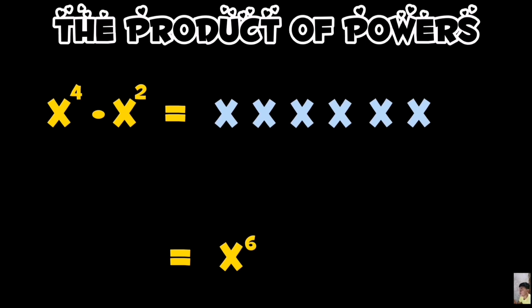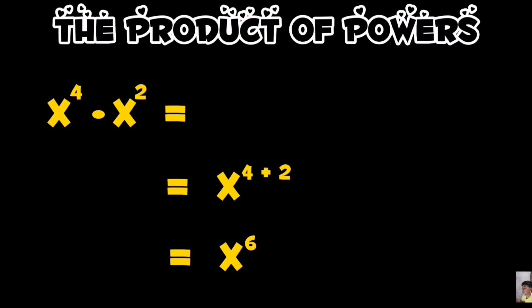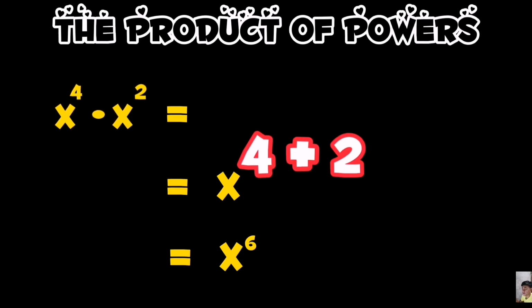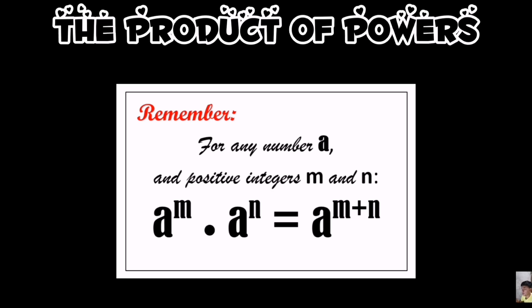But let me ask you, using the exponents 4 and 2 respectively, how will we get 6? Yes, that is right. We simply add these exponents. This is what the product of powers says. If we multiply powers of the same base, we simply add their exponents. So remember, for any number a and for any positive integers m and n, a raised to m times a raised to n equals a raised to m plus n.